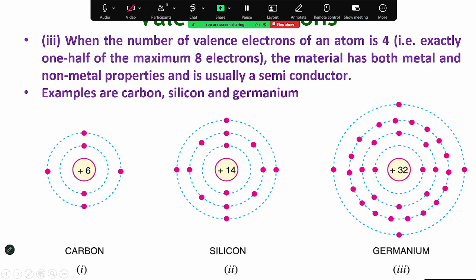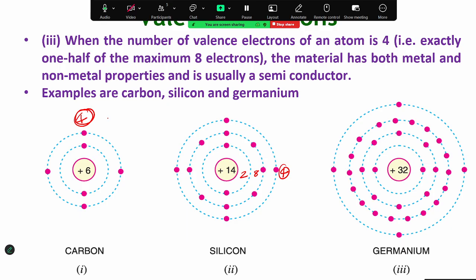Now see here, what are the metalloids? Carbon has valency 4. Silicon: how much valency? 2, 8, 4. Exactly 4. And germanium: how much valency does germanium have? 2, 8, 18, and 4. 32 is the atomic number, and basically this is 4.